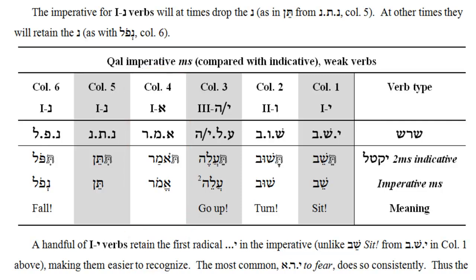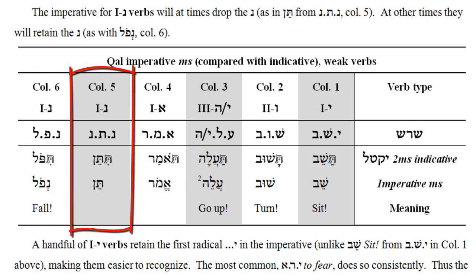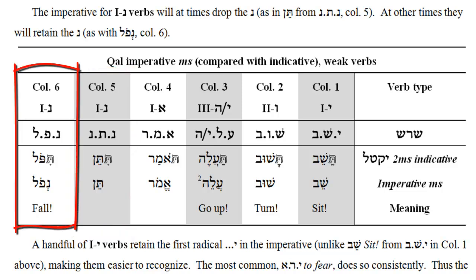Consider next the imperative for first noon verbs. Two different things can happen, and for that reason, 2 columns in the table are devoted to first noon, column 5 and also column 6. Consider column 5, where we find the shoresh natan. The yiktol form, you will give, is titain. The imperative follows suit as we've seen with other verbs, just dropping the prefix, and we're left with tain, meaning give.